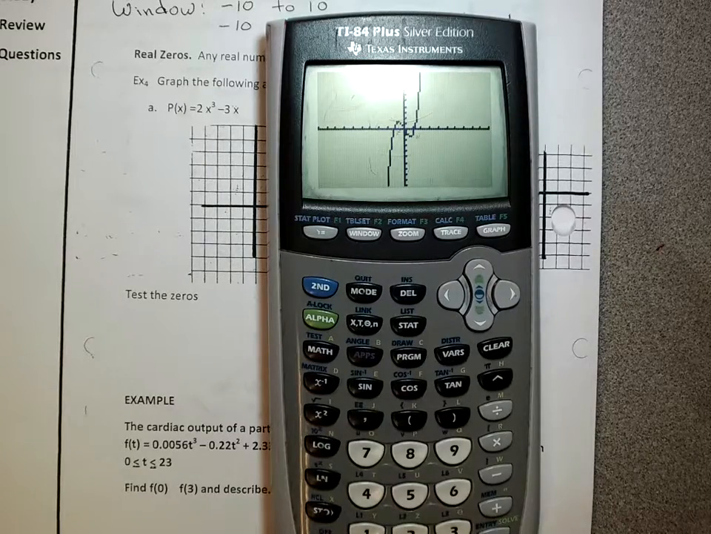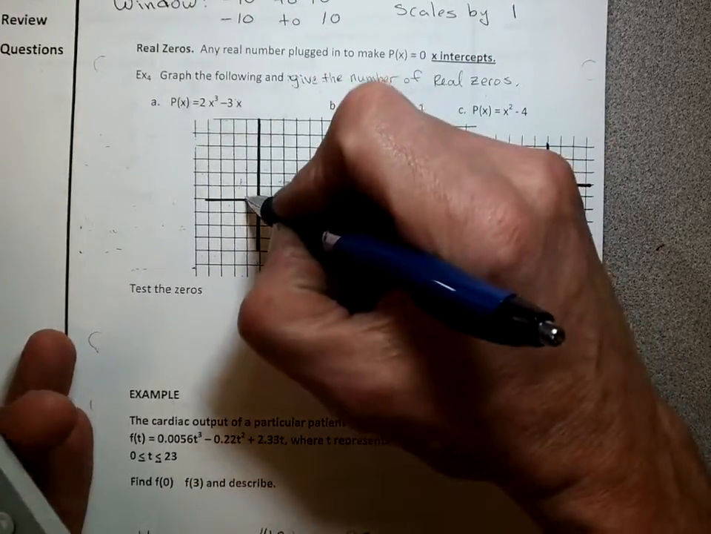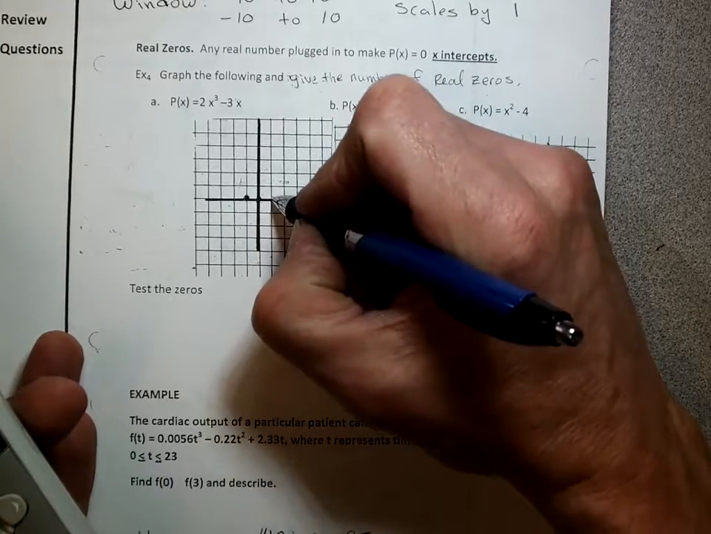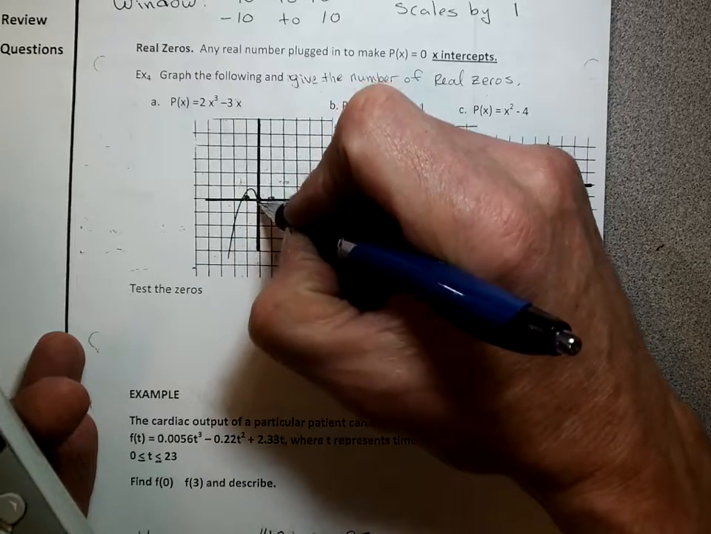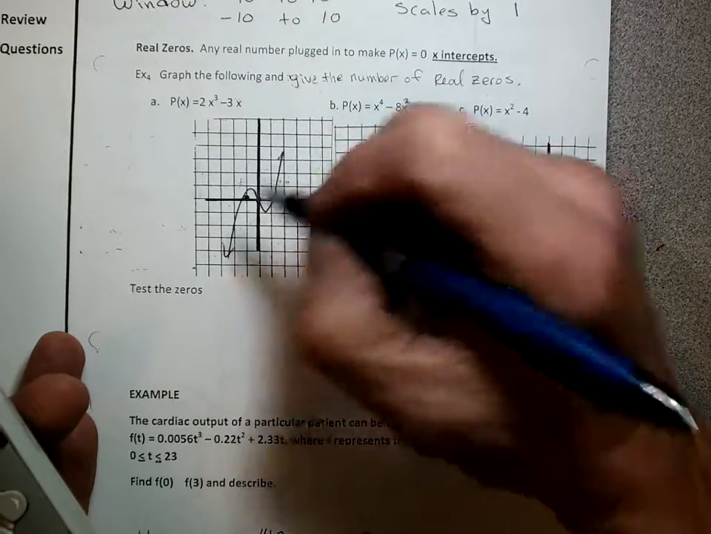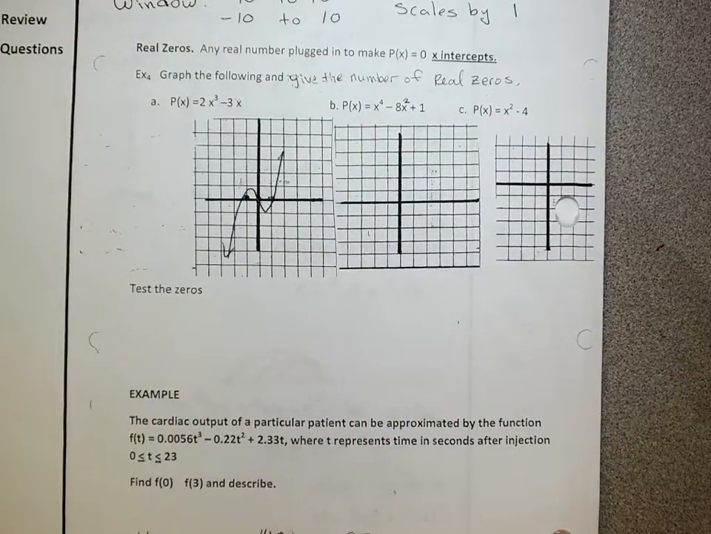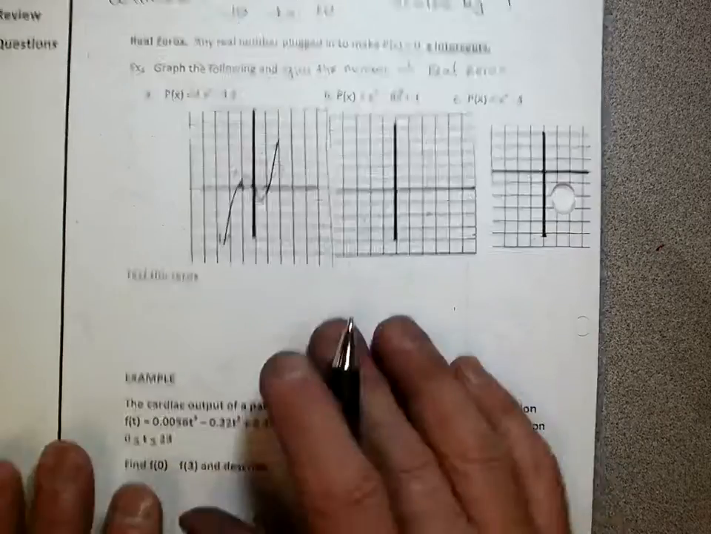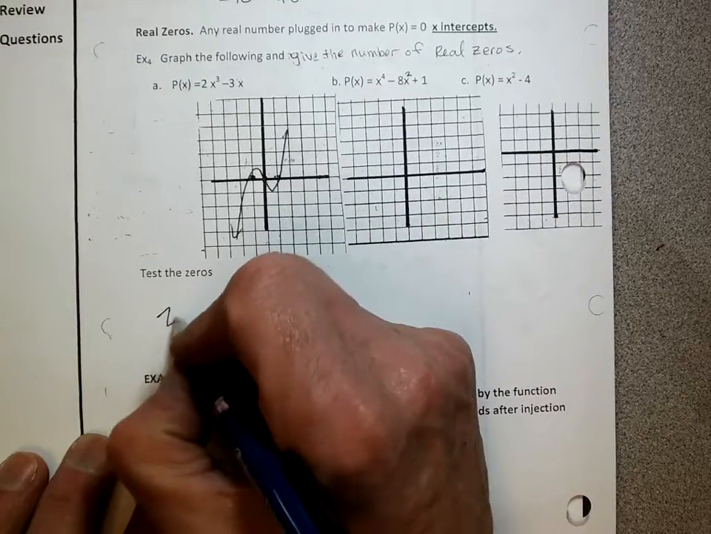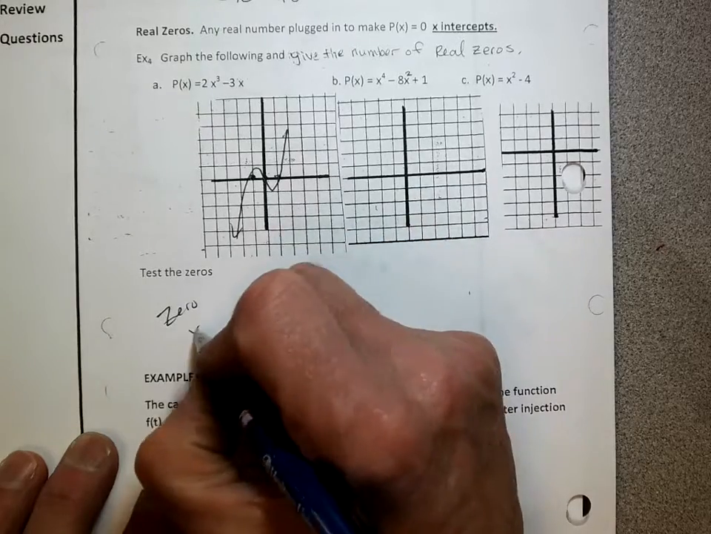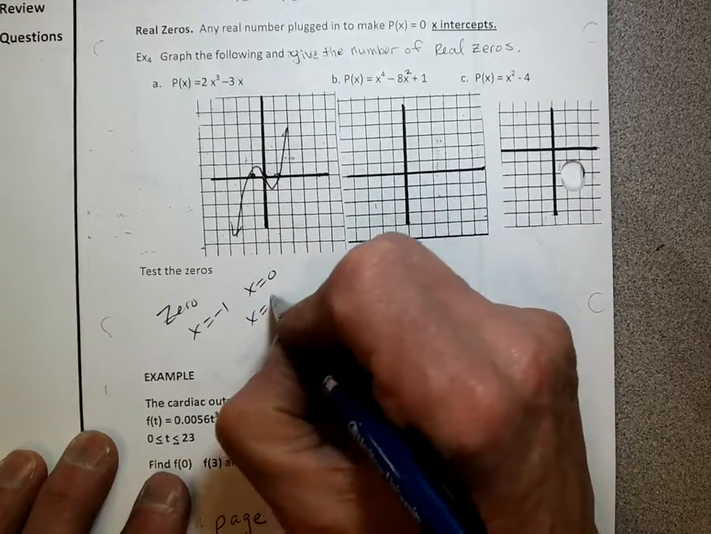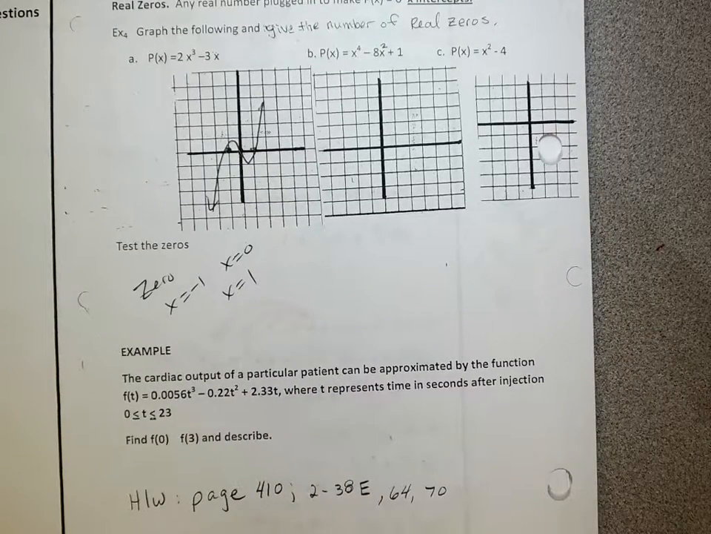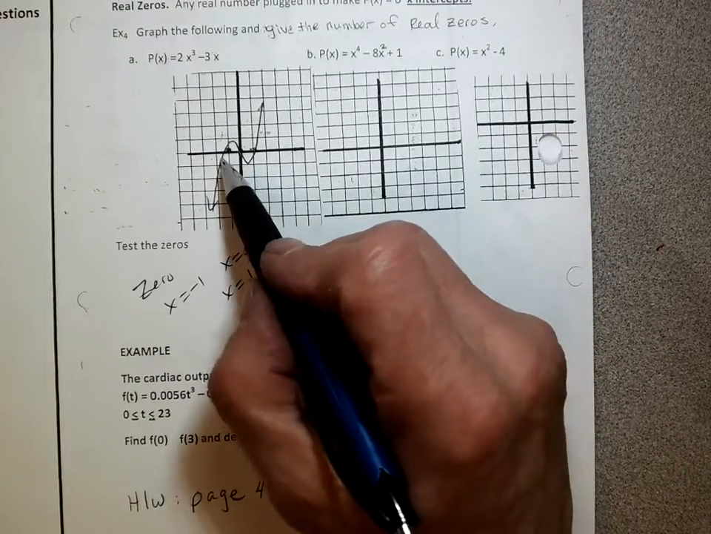Yeah. So it goes through here, here. Looks something like this, right? Okay. Okay, does that make sense? My zeros appear to be at x equals -1, x equals 0, and x equals 1. It appears to be that, right? My zeros there, there, and there, okay?